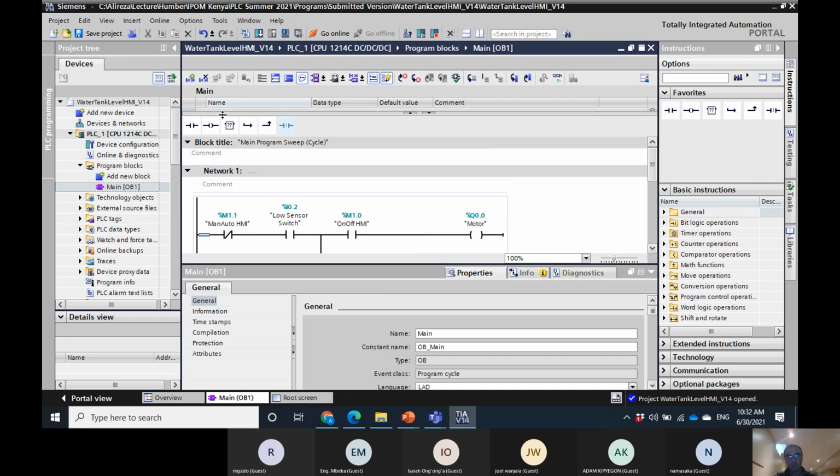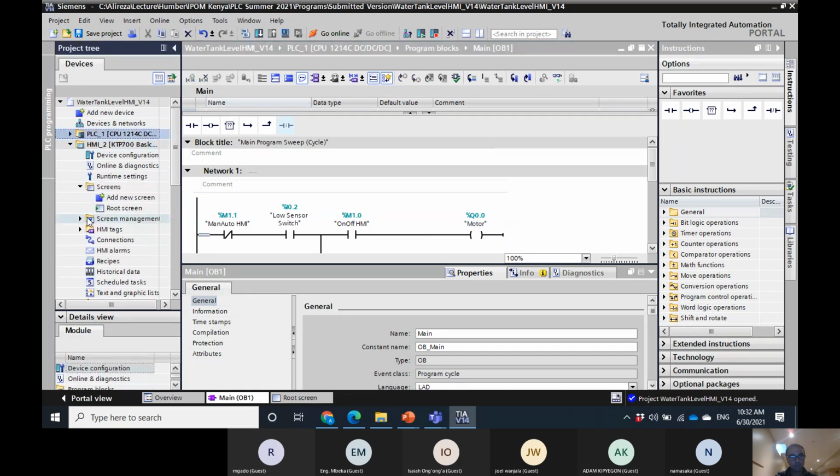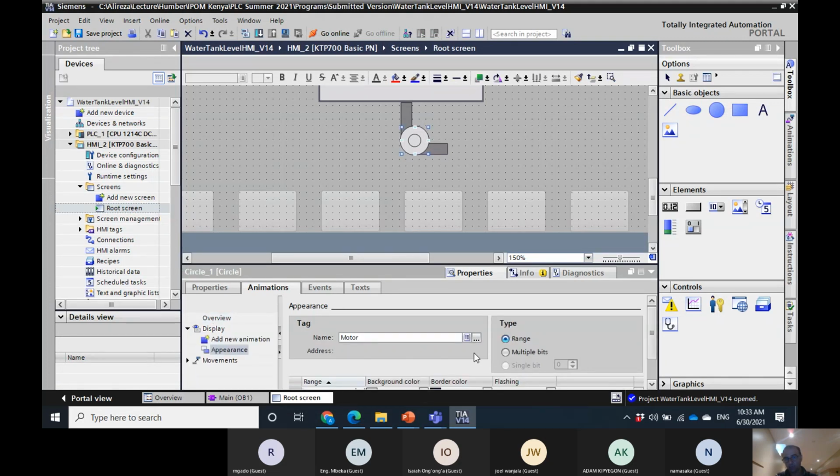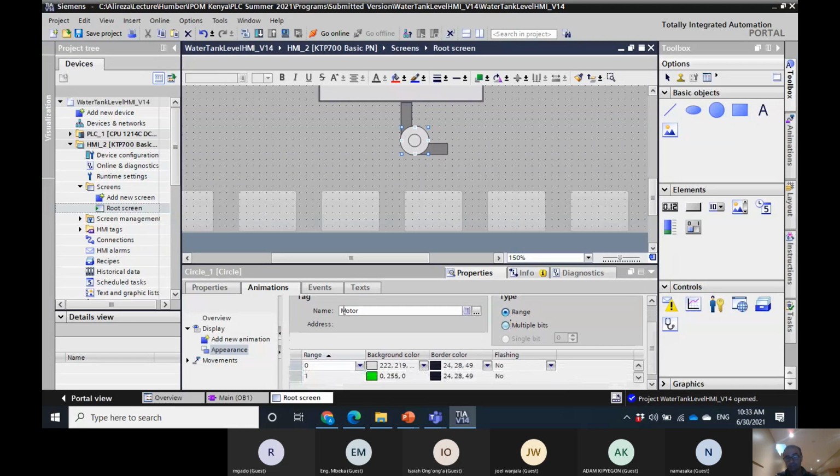Yeah, Q0.0. So in the HMI, this is connected to the motor. But what will happen? If that motor Q0.0 is 0, it means that the motor is off, and the color of this circle is gray. If the motor variable is 1, it means that the motor is on, then the color turns to green. So if this circle is green, it means that the pump is on. If this circle is gray, it means that it is off.